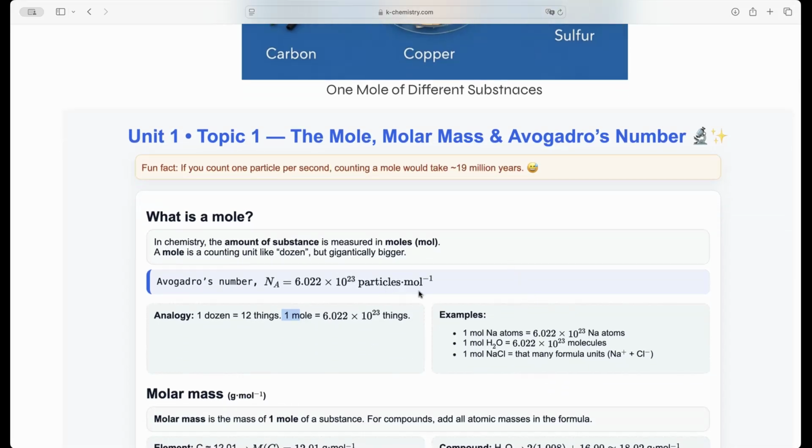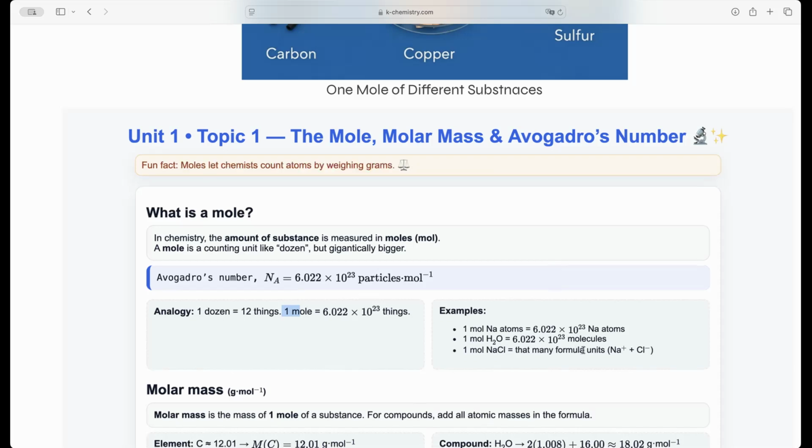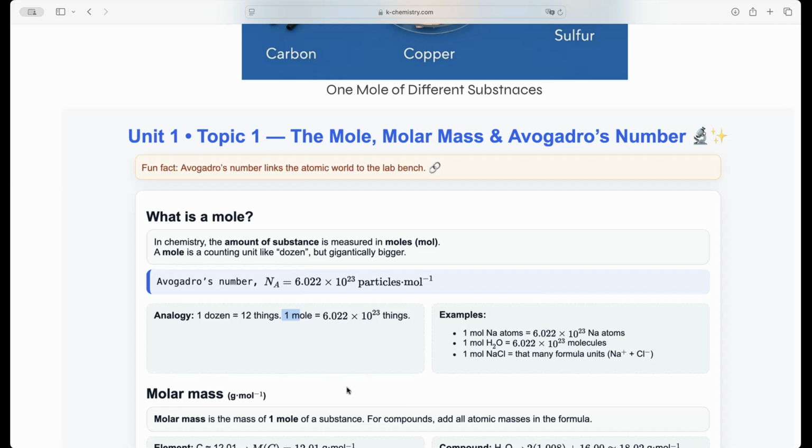So a mole of atoms is this number of atoms. A mole of molecules is this number of molecules. A mole of sodium chloride is this big number of formula units. I can even use it for things that are not chemistry. So 1 mole of apples is equal to 6.022 times 10 to the power of 23 apples, and so on.